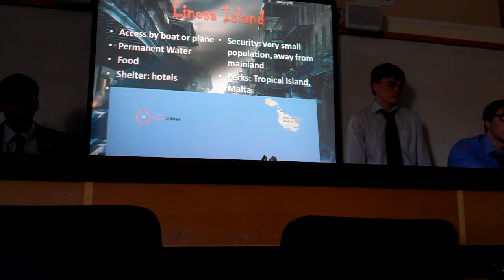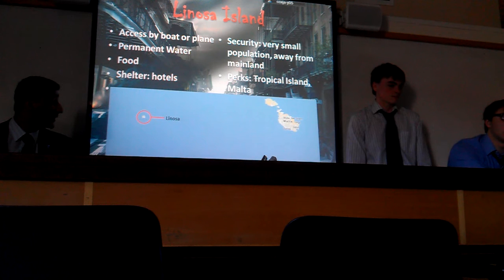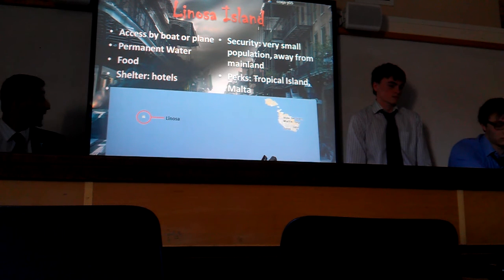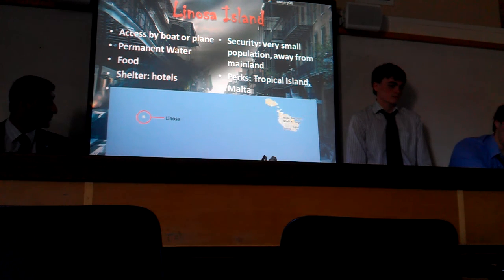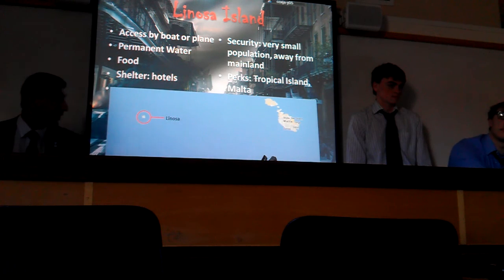Security, it's a very small island and it's only got 400 residents, so it should be fairly safe. It's also over 100 miles away from any mainland. The perks are, it's a nice tropical island, and you could always go to Malta if you want to party.